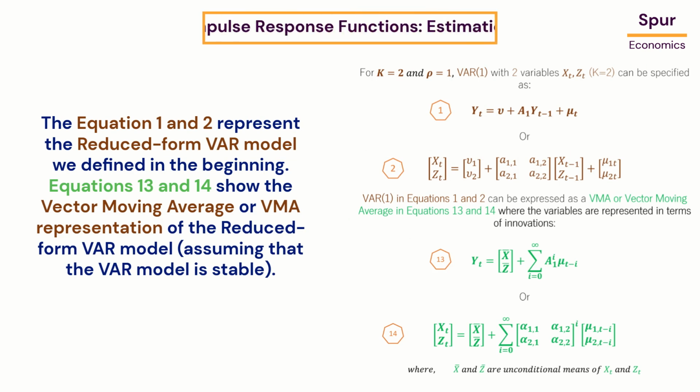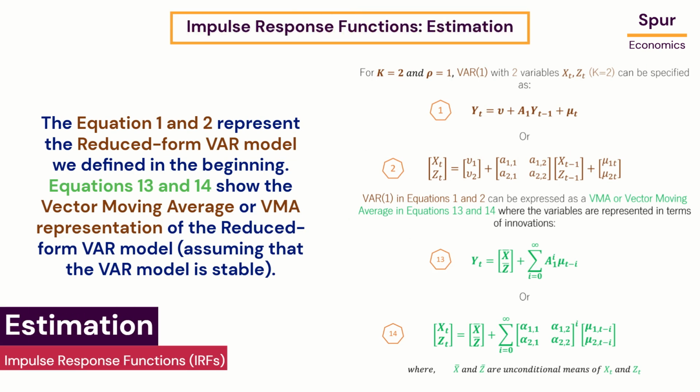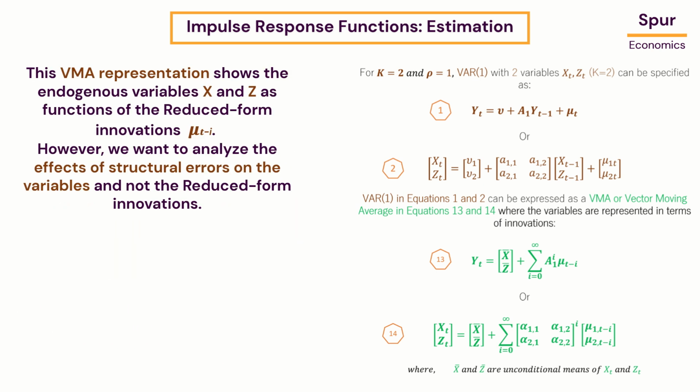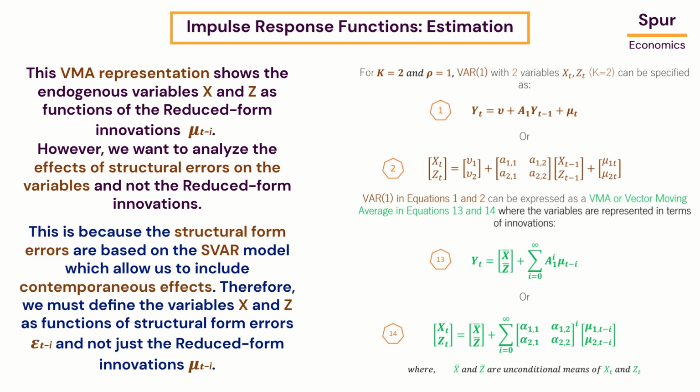Equations 1 and 2 represent the reduced form VAR model we defined in the beginning. Equations 13 and 14 show the vector moving average, or VMA, representation of the reduced form VAR model. This VMA representation shows the endogenous variables x and z as functions of the reduced form innovations mu-t-i. However, we want to analyze the effects of structural errors on the variables and not the reduced form innovations. This is because the structural form errors are based on the SVAR model, which allows us to include contemporaneous effects.